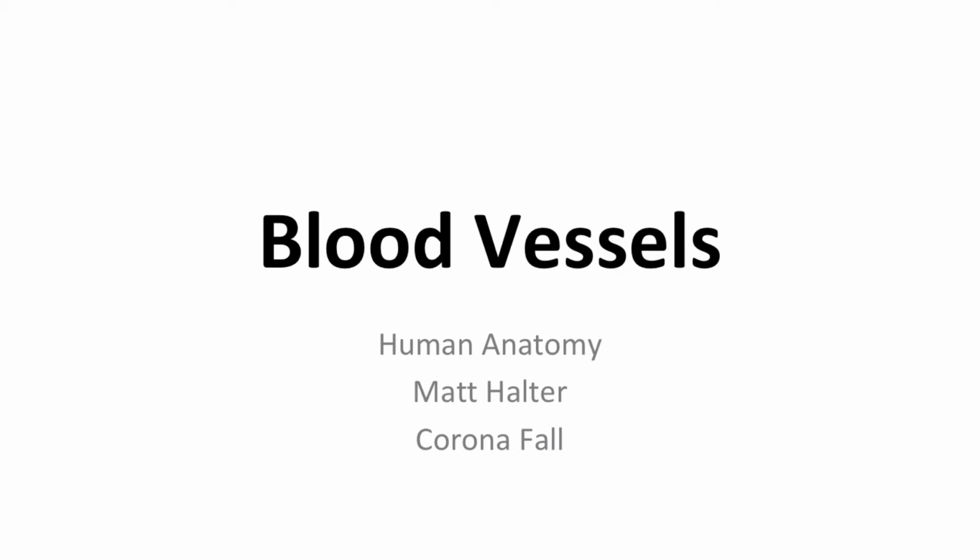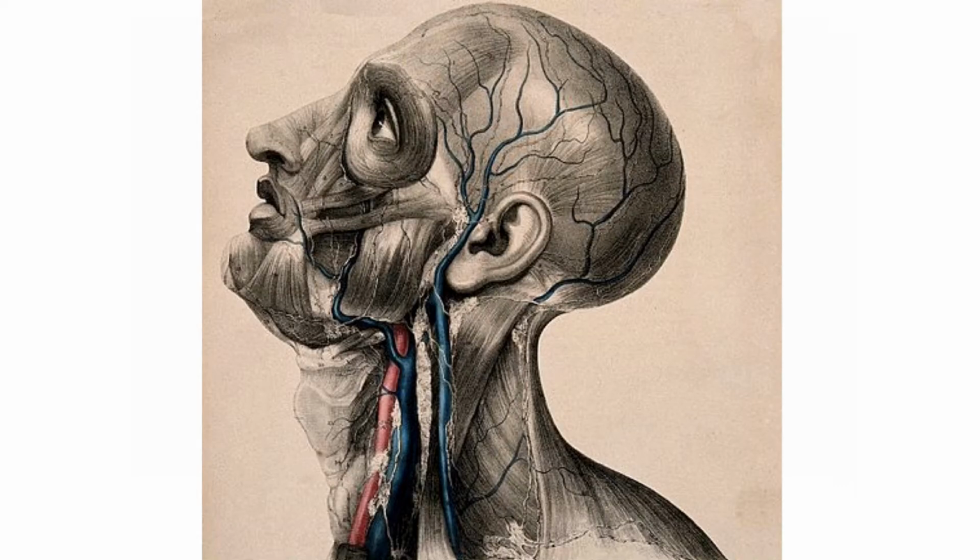Let's talk about blood vessels. Blood vessels are the conduits through which blood is pumped throughout the whole body. Like we've discussed previously, arteries, which we see in this picture as red, take blood away from the heart, whereas veins take blood towards the heart.